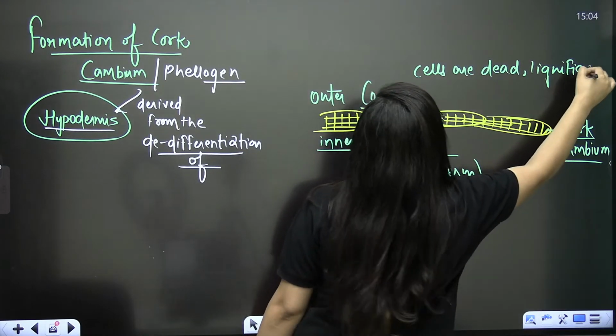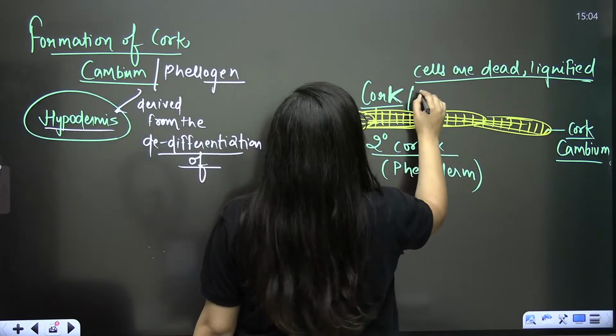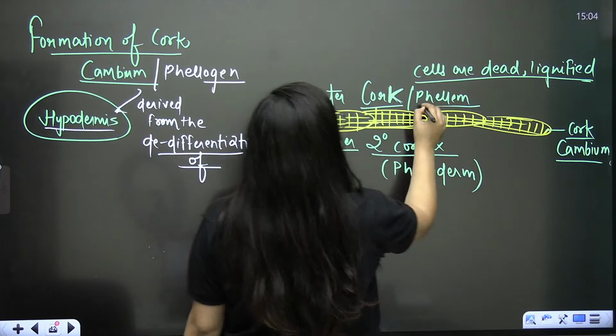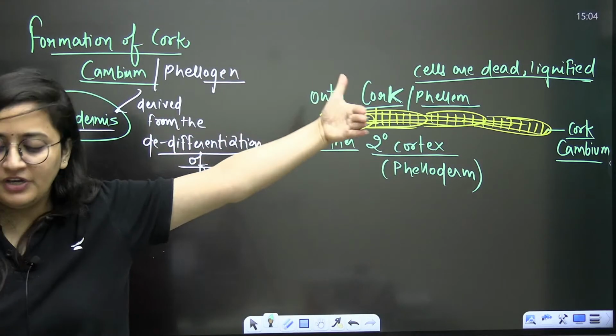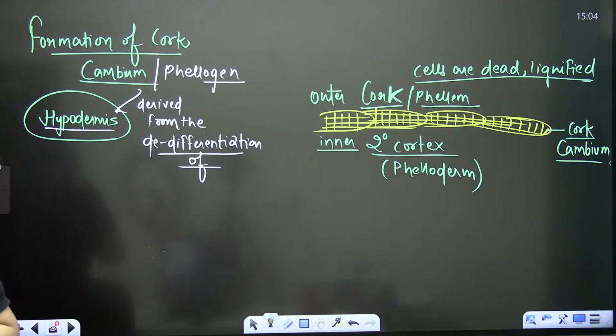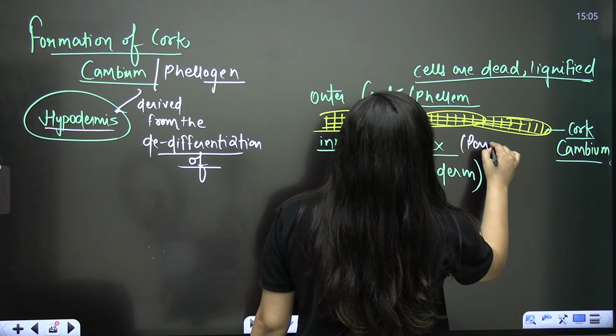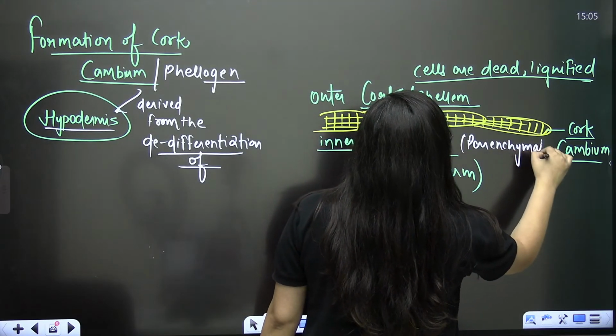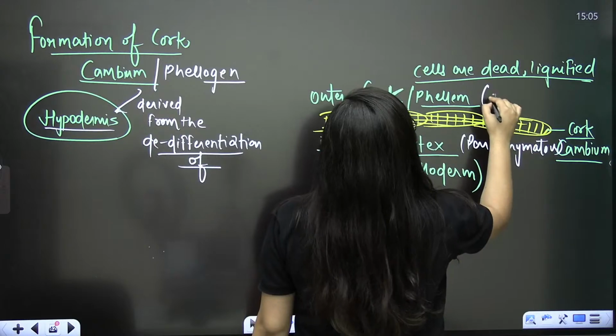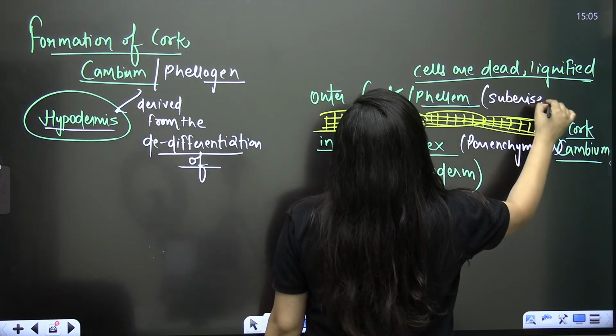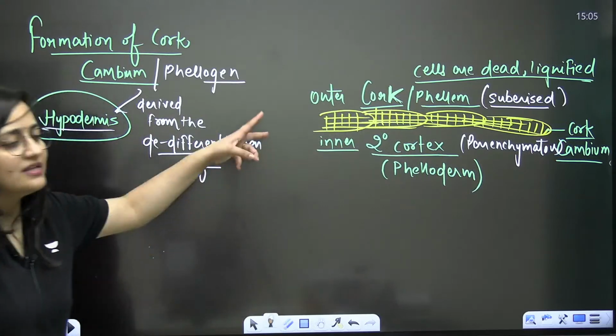Suberized as well. So the outermost portion is known as cork, and we also use the word phellum for it. The outermost cells, after their formation, will become dead, bachche. They will become suberized, and they are known as cork or phellum. And towards the inside, you will get the secondary cortex or the phelloderm. The innermost cells are living, so obviously they will be parenchymatous. And on the outermost side, they are suberized, meaning they are dead, and they are water impermeable. So that's how it works.